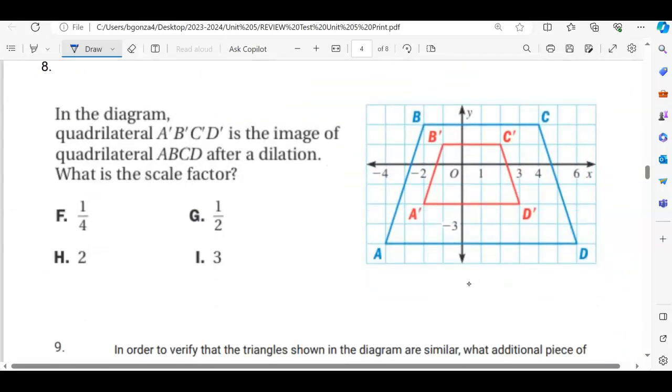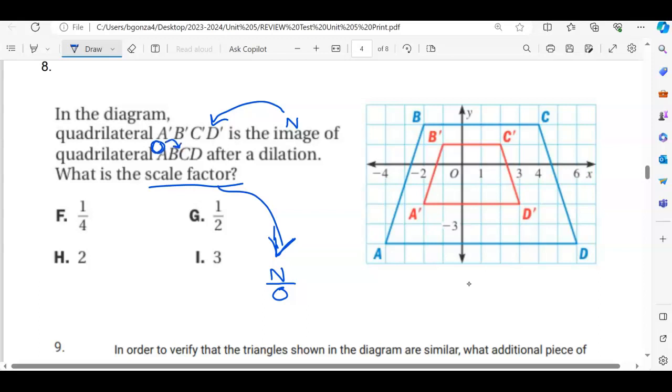All right, number 8, in the diagram of the quadrilateral, what is the scale factor? Now remember, scale factor is N over O. Remember, you got to know. So if A'B'C'D' is the image, that means that's the new one. That means ABCD, that's my O.